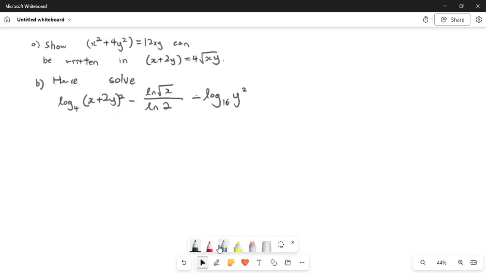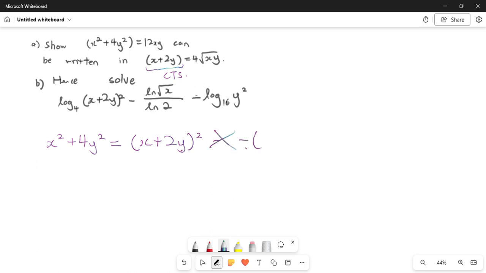So part A says, show that x squared plus 4y squared equals 12xy can be written as x plus 2y equals 4 root xy. So this part, it means CTS, from what I see. So what I'm going to do with x squared plus 4y squared is CTS it. With CTS, you will realize you'll get (x plus 2y) squared and then minus something. But this time, we don't write this, so I'm just going to write minus something only. I know it's 2y, but don't write it. Trust me. So what would I do in the end?